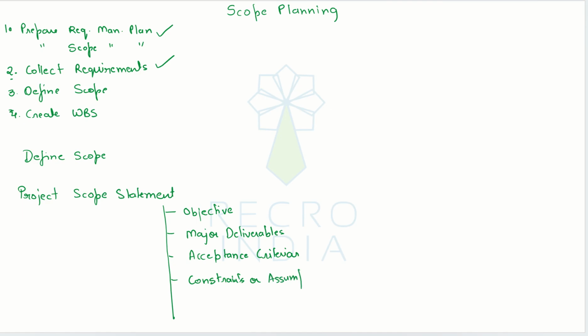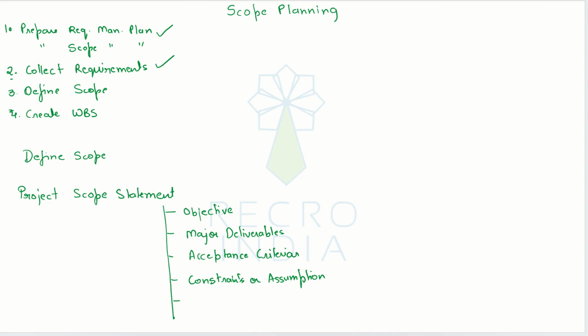Then we can also mention some specific constraints or assumptions that we may have taken in order to fulfill the requirements. There might be some assumptions, let's say, for example, the licenses will be provided to us by the client side, or there are certain constraints that we can only have the trial license for 30 days, so we have to do it within 30 days. So any such constraints or assumptions should be documented.